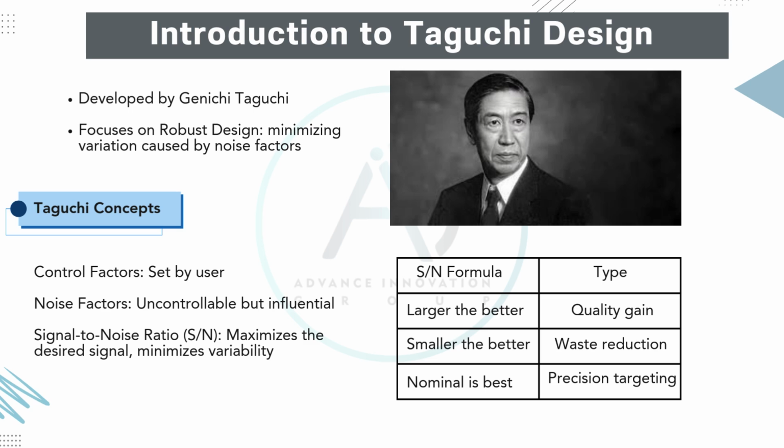The table here highlights the three main SN formulas used in Taguchi methods. Larger the better. Suitable when we want to maximize output. Think of product strength or battery life. Smaller the better. Ideal when we aim to reduce undesirable outputs, such as defects or emissions. Nominal is best, used when precision around a target value is critical, like in dimensional accuracy. This foundation helps us make designs more robust and processes more reliable even in the presence of uncontrollable factors.